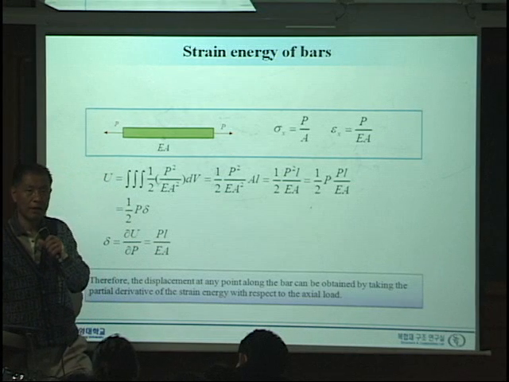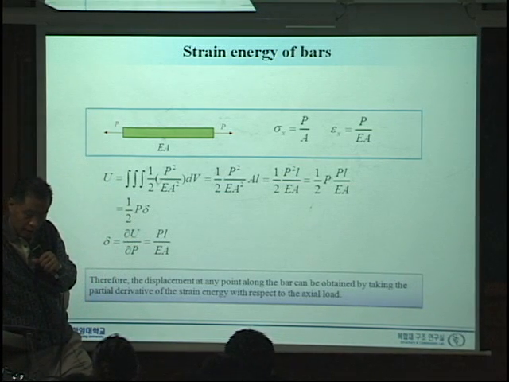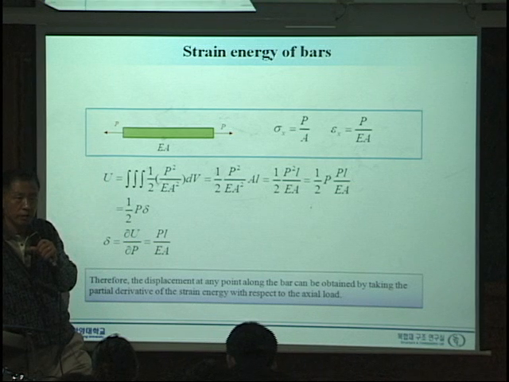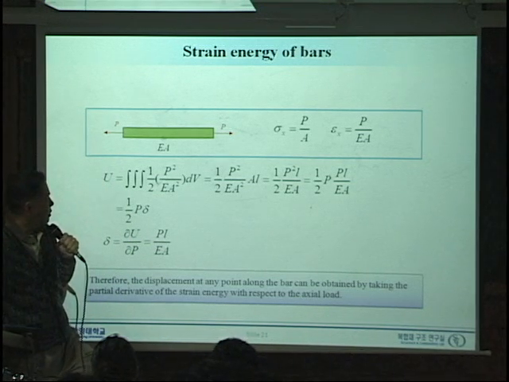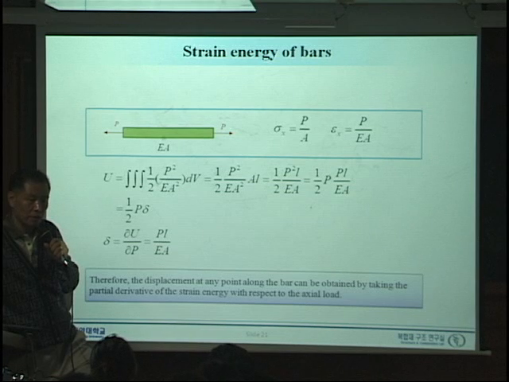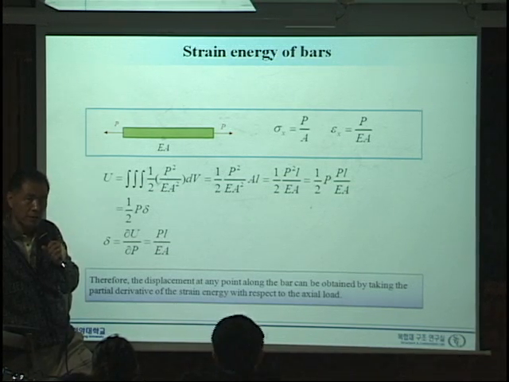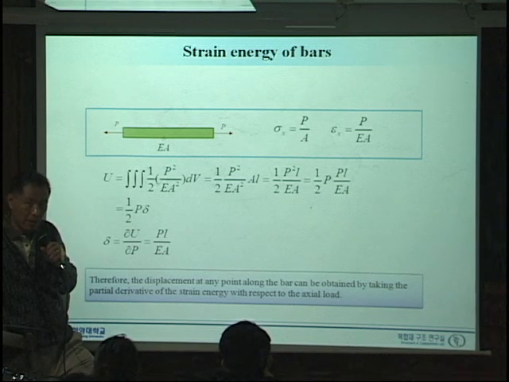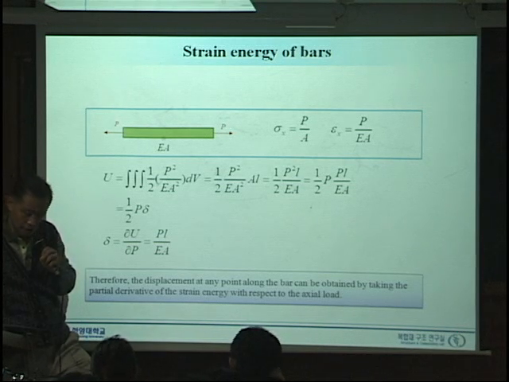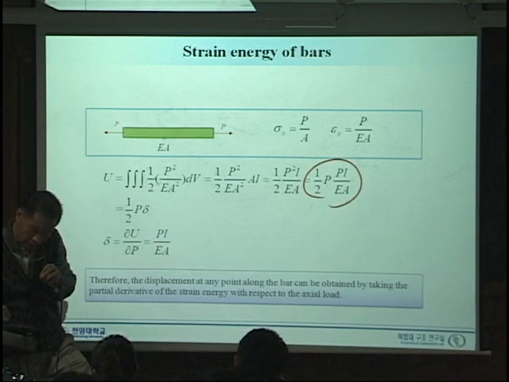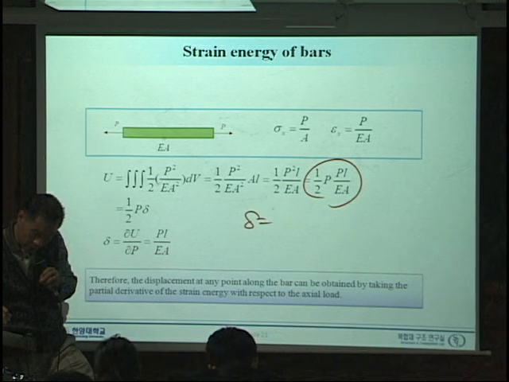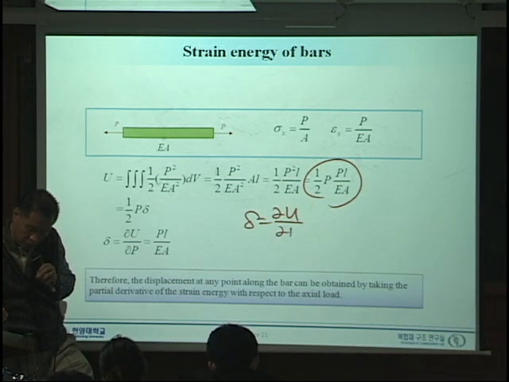Okay, why is the strain energy important? Well, I cannot explain at this point, but when we derive a theory for the finite element method or approximate methods, the strain energy is very critical. Anyhow, once we get this, the theory goes: the strain energy derivative with respect to P gives you PL over EA.